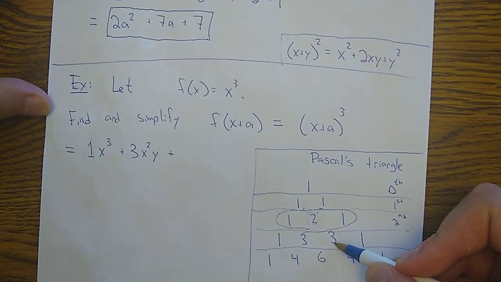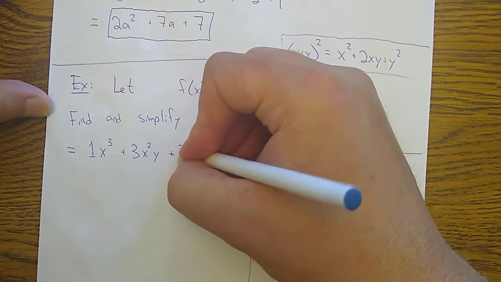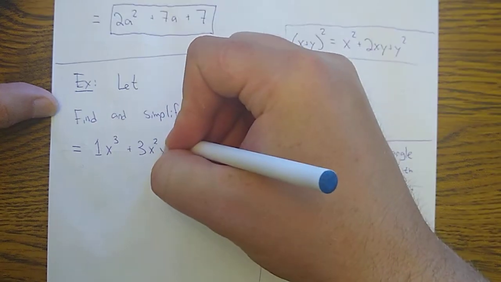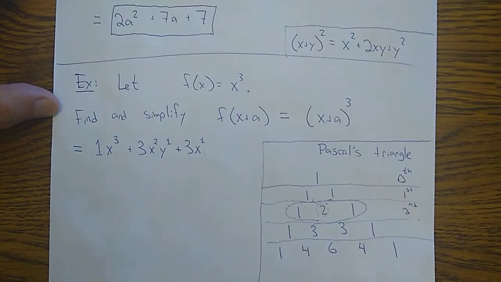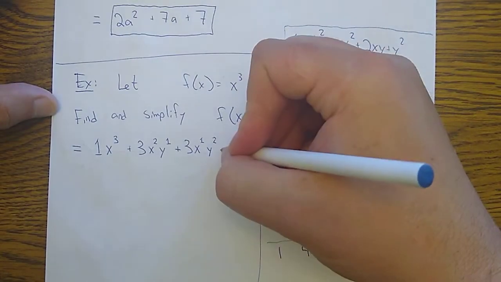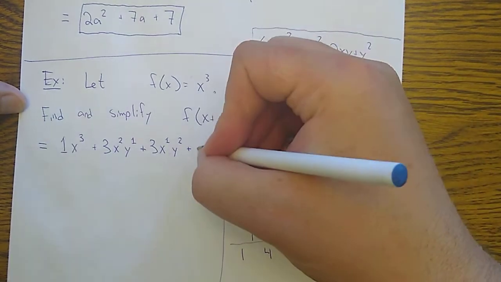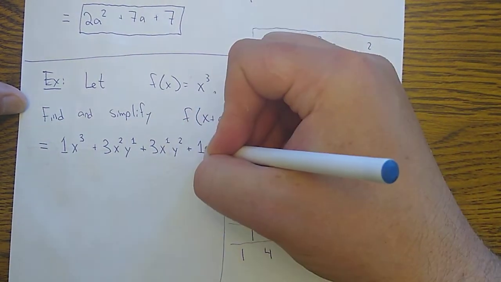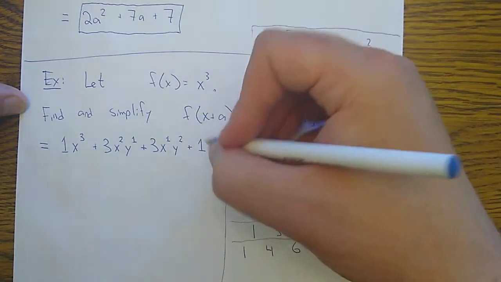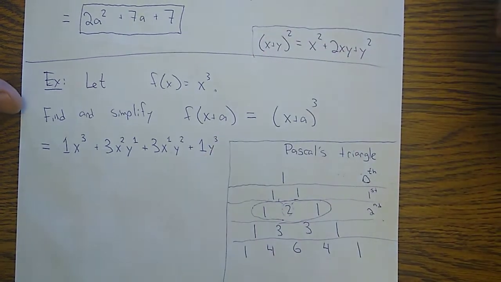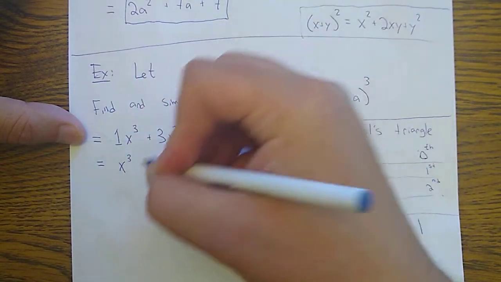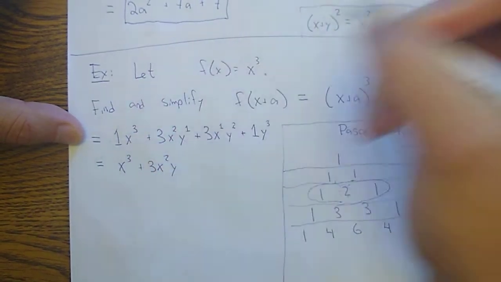Plus, okay, another 3, this 3. And now I'm down to x to the 1 power. Maybe I should even write these 1 powers. So x to the 1 power, y to the 2 power. And then finally the last one is a 1. And if I want, I can write x to the 0. Maybe I won't do that because the 0 power doesn't do anything. And y to the 3rd. And of course we can write that an easier way. This is x cubed plus 3x squared y.